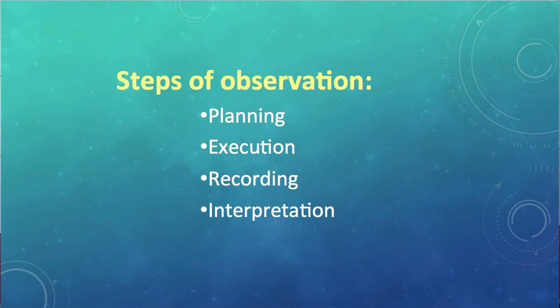There are some steps. Planning: first we have to plan when and where we will observe. Then execution, the proper execution, means actually doing the job. Then recording: we have to record what we have observed about the particular person. And then interpretation. Suppose we observe a child in a playground. First of all, we make a plan that today he will play at this time, and we have to execute, which means we have to observe him. Then we have to record what he is doing, how he is behaving, and we have to interpret. Yes, he is in a good mental state, or vice versa.